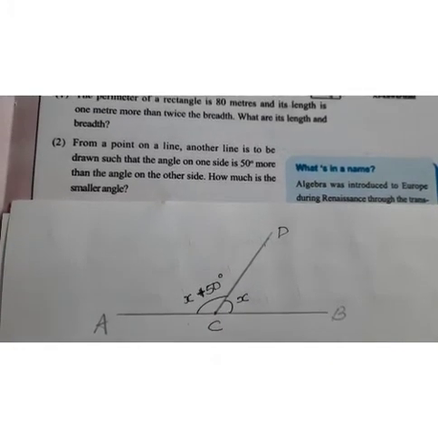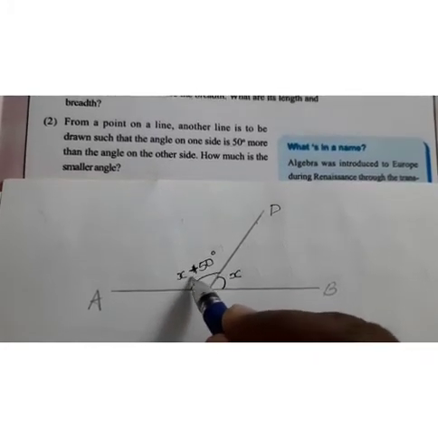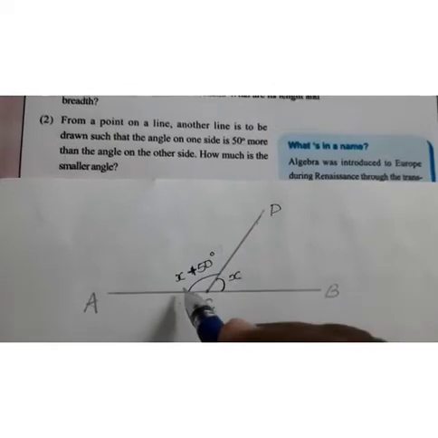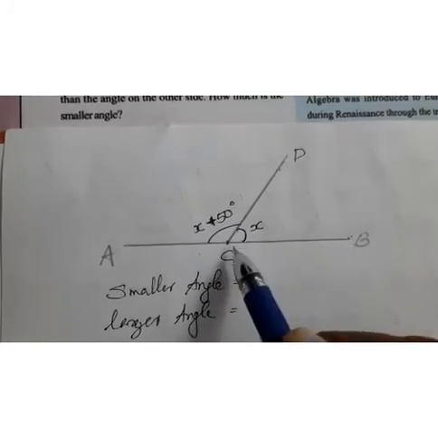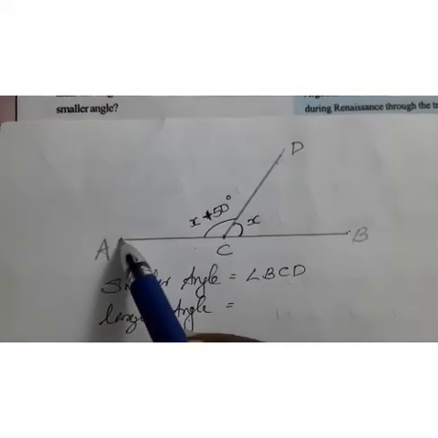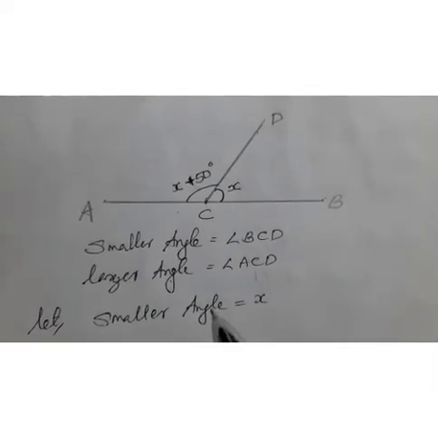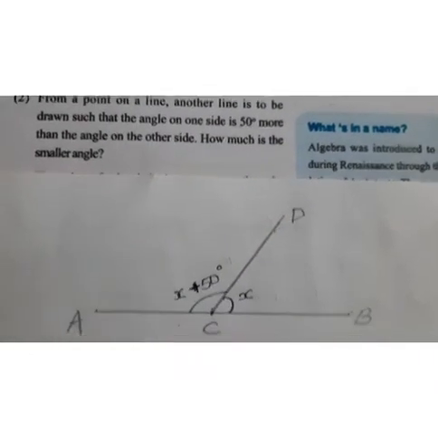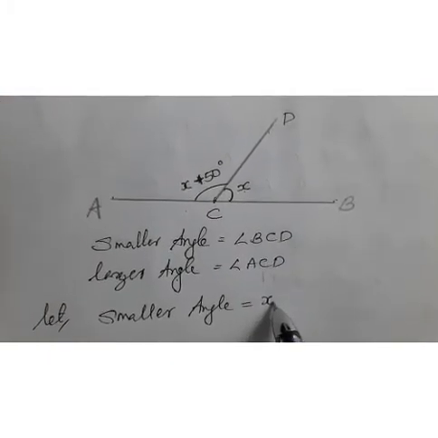If the other side you consider as x, so this angle is how much? x plus 50 degree. So you consider this angle as x, the other angle should be 50 more, so x plus 50 degree. Here the smaller angle is angle BCD, and the larger angle is ACD. In the question you have to find out how much the smaller angle is. So the smaller angle you consider as x.